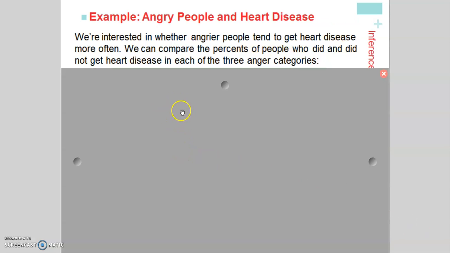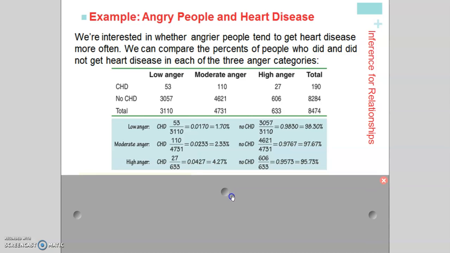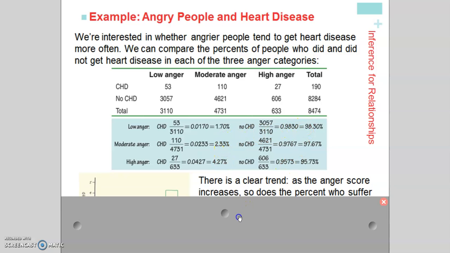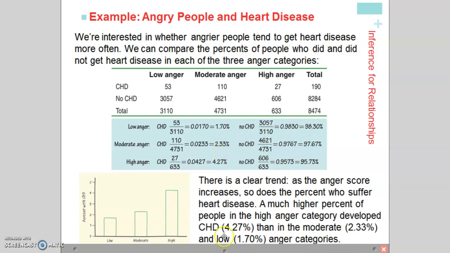So we're interested in whether angrier people tend to get heart disease more often. We can compare the percentages of people in each category, and you'll notice right here, as the anger score increases, the percent of heart disease does increase. So there is a clear trend, and if you graph it, you can see that trend. As anger score increases, so does heart disease. High anger correlated with 4.27%, moderate 2.3%, and low is 1.7%.